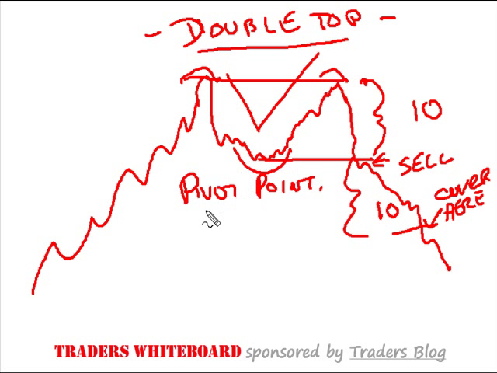And the reason it repeats itself, it's just human nature. It just reflects traders' emotions, which haven't changed in thousands of years. So that's our double top pivot point example of how you can make money with this particular formation. This formation is in stocks, futures, mutual funds, precious metals, and it shows up all the time.